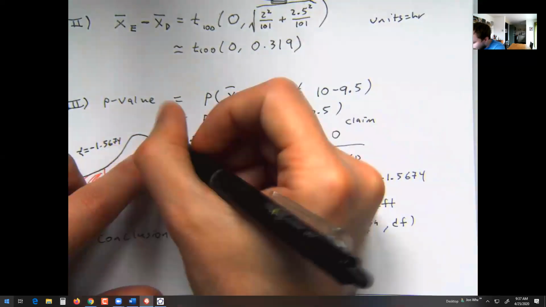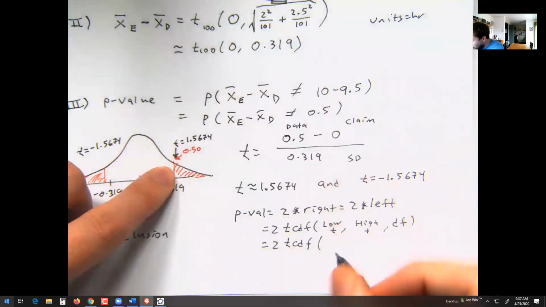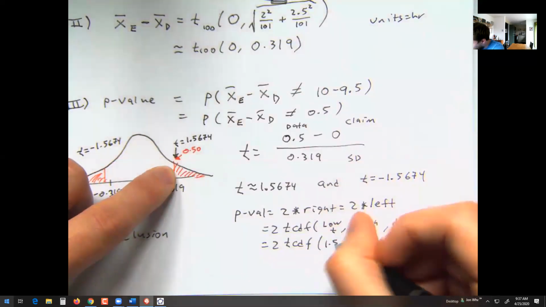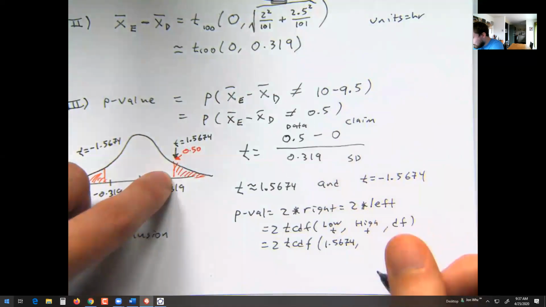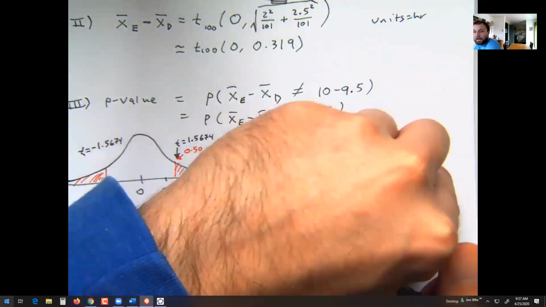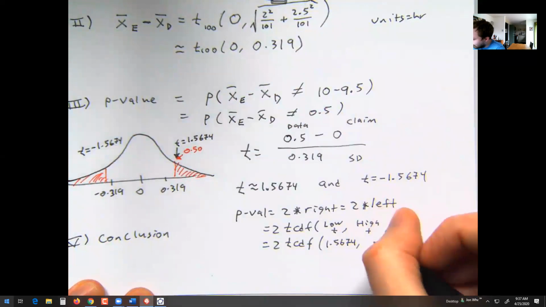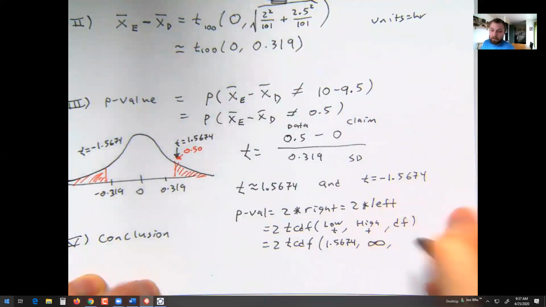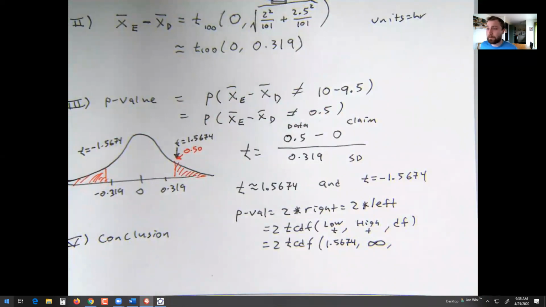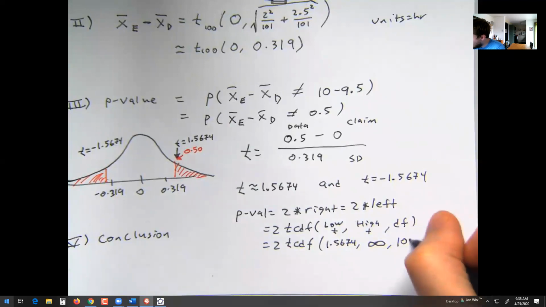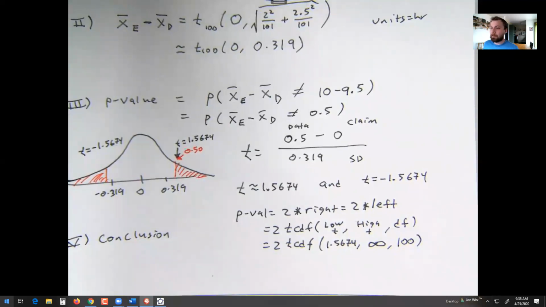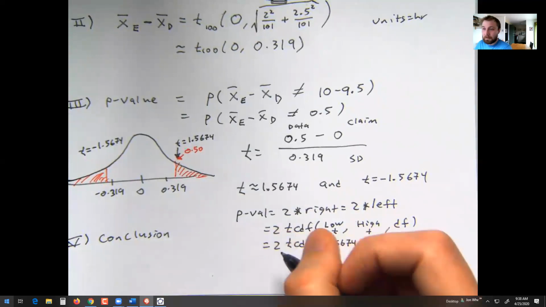So this started at a low value of 1.5674, and it continued forever on this right side towards infinity. For a high value, I'm going to type in infinity if my calculator has it, or I'm just going to go to town on that 9 button and get a really, really large t-score that effectively acts the same as infinity. My degree of freedom for this, I am estimating to be 100. That's just a rough estimate.